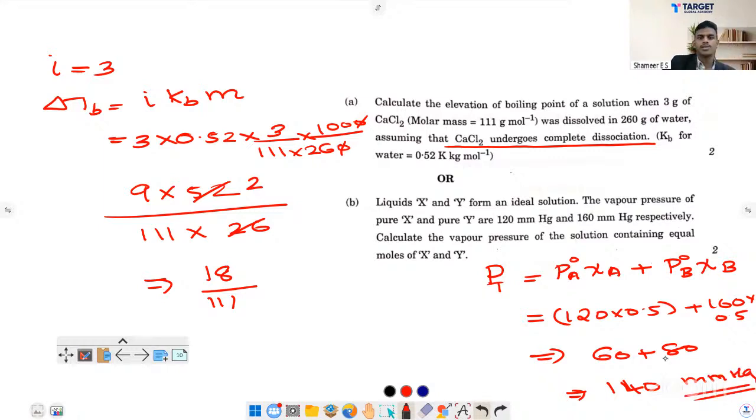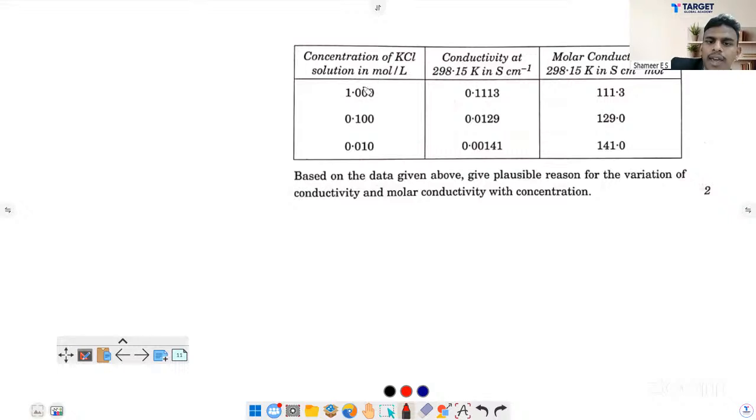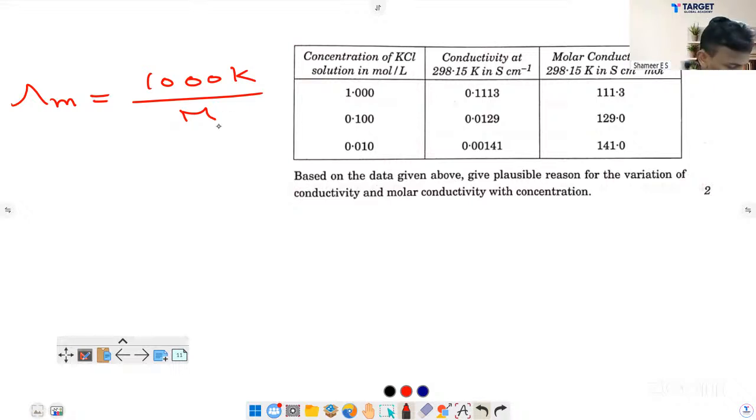Easy. Next. The concentration of KCl solution is given, and the conductivity and molar conductivity are given. Always remember the equation: molar conductivity is equal to 1000 K by M. If you decrease the concentration, molar conductivity will increase, correct? So why is it increasing? If you decrease the concentration, molar conductivity is increasing due to the mobility of ions increasing.